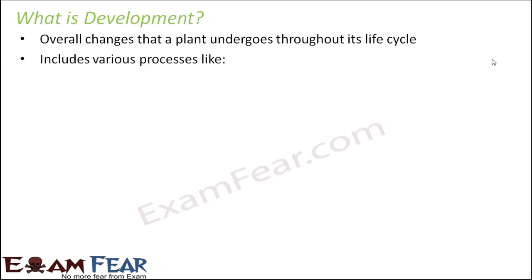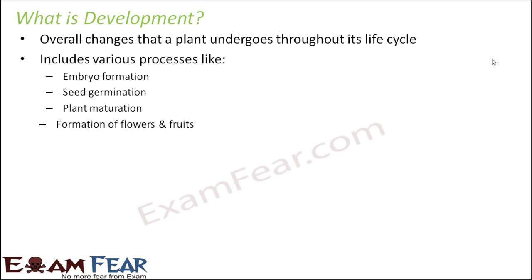So when you talk about development of a plant, it includes various processes, because the life cycle of a plant passes through several processes like embryo formation, the formation of the embryo after the reproduction takes place, seed germination, of course, plant maturation, formation of flowers and fruits, again seed formation.